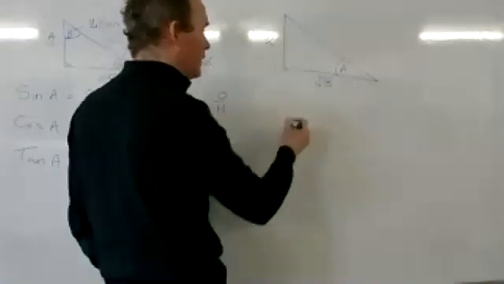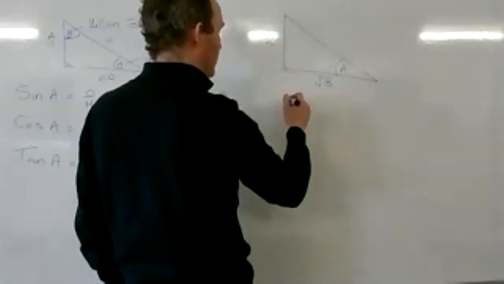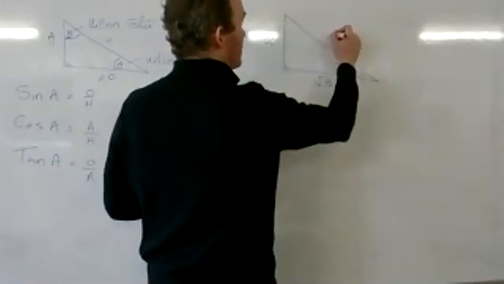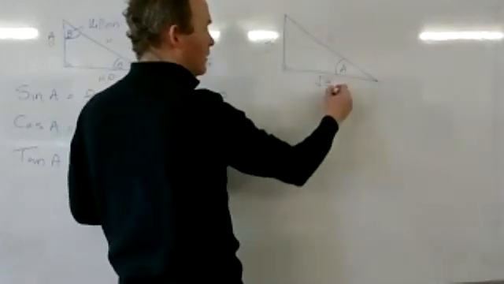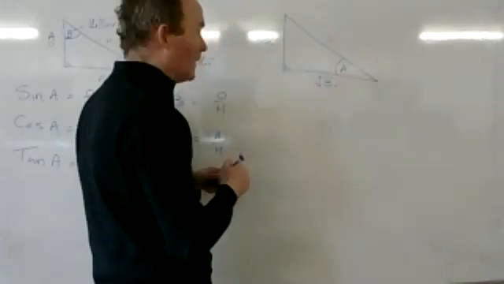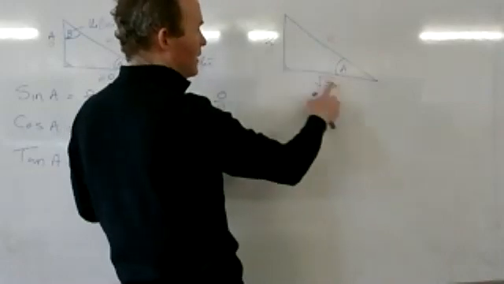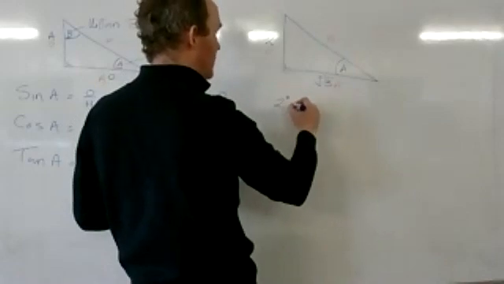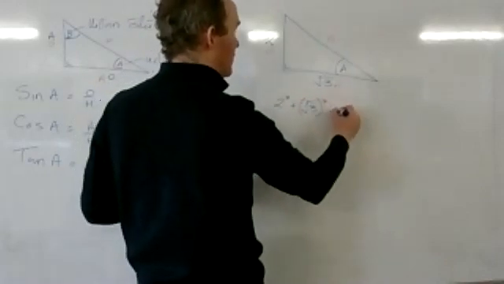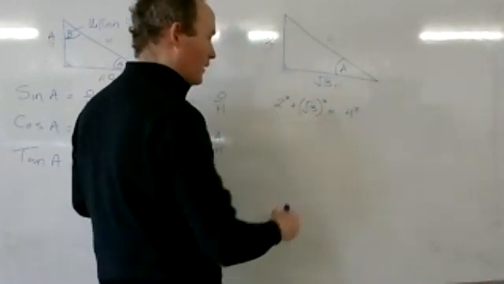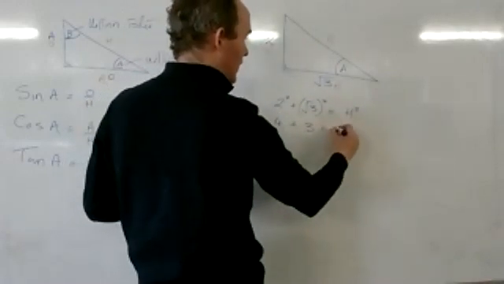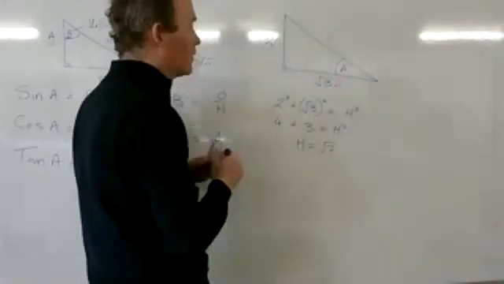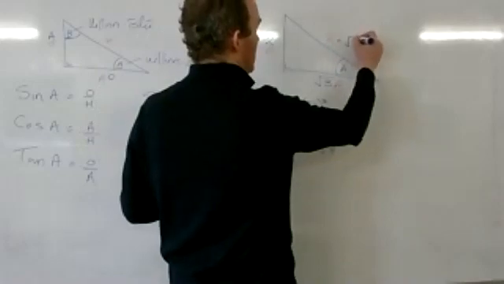Okay, now with the right angle triangle, we're going to calculate sin A, cos A, and tan A. So sin A is opposite over hypotenuse, cos A adjacent over hypotenuse, with the hypotenuse found using Pythagoras theorem. So we have 1 plus 3 equals the hypotenuse squared, so the hypotenuse is square root 4.